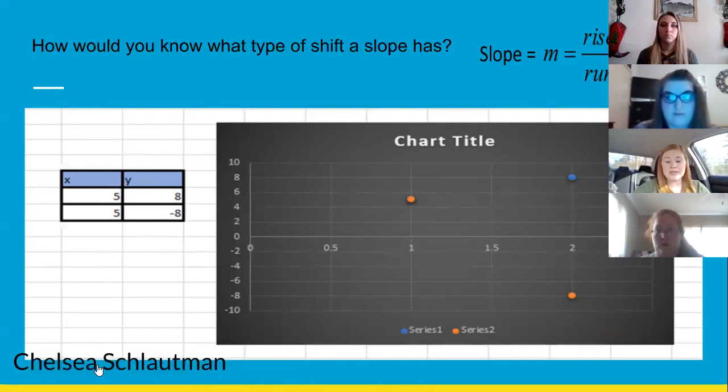But for a problem like this, you don't actually have to graph it first to see that it's undefined. If you just do the math, once you plug all that in and you see that the denominator is a 0, that automatically tells you that it is an undefined slope.